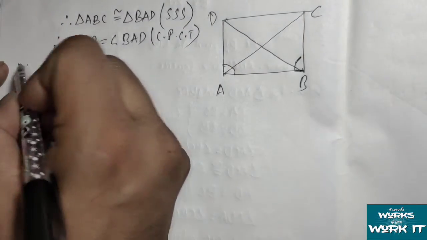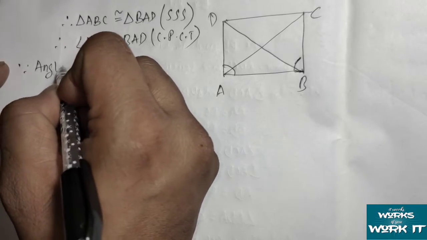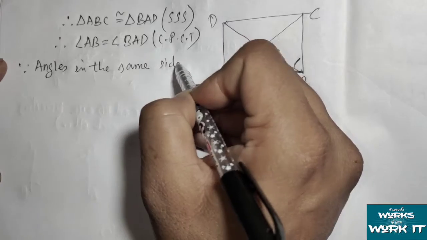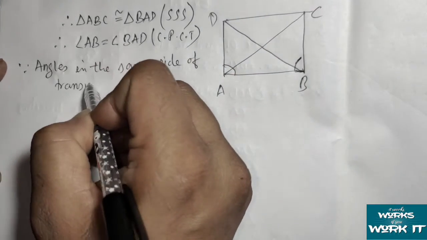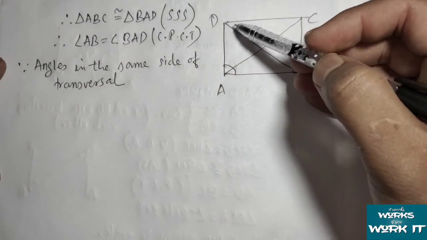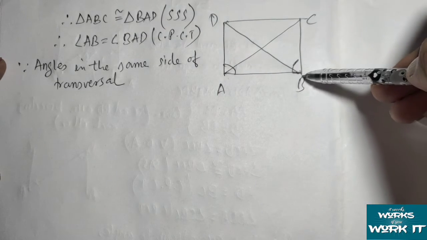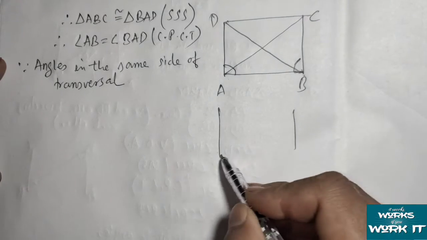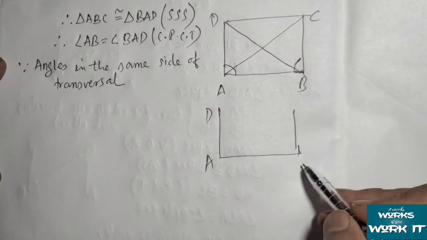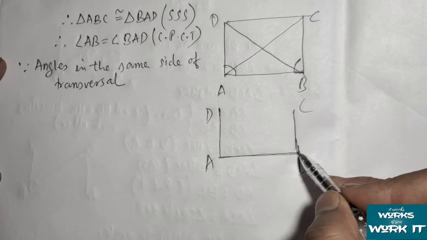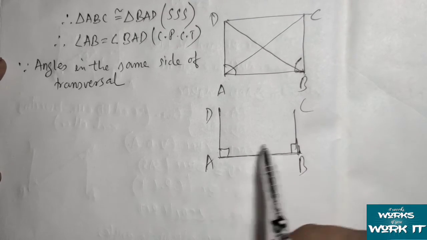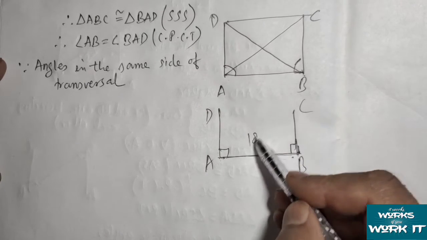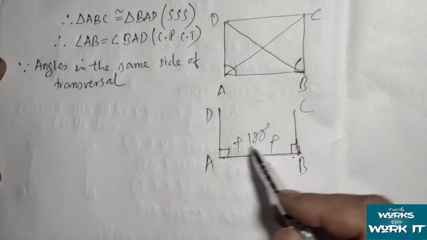Now using the theorem, angles in the same side of a transversal. Suppose I have shown earlier that AD is parallel to BC, because this is a parallelogram. If I draw this, this is AD, this is BC, and this one is the transversal. So this angle and this angle are the same-side interior angles of the parallel lines AD and BC. So how much will they make? They will make 180 degrees after adding.